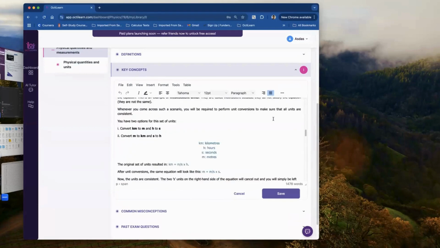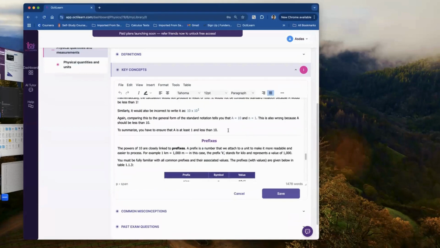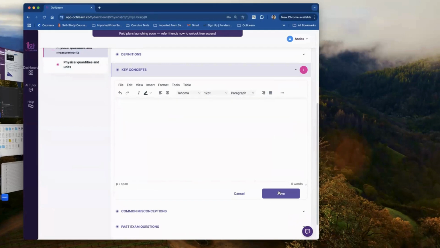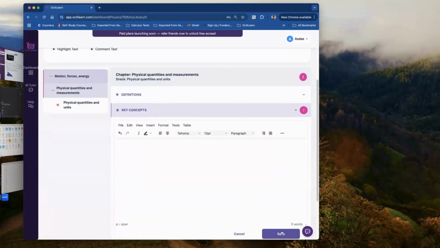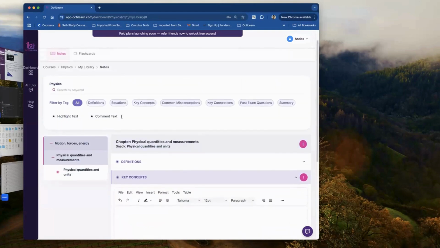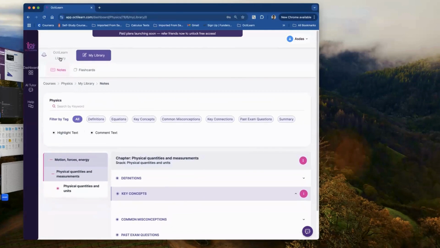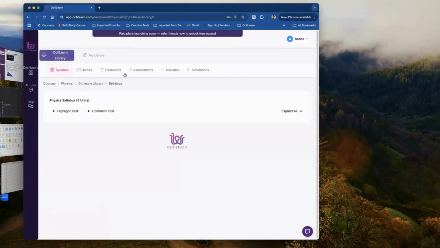So let's say this is really basic stuff, and I'm sure you're pretty comfortable with it. You can just delete it and hit save. And once you save it, your version is now going to be different from our version. That means every student can have a unique version. If you go to OctiLearn library, you would see our content. If you go to my library, you would see your own content.